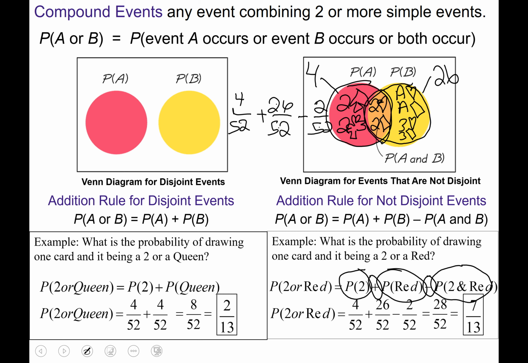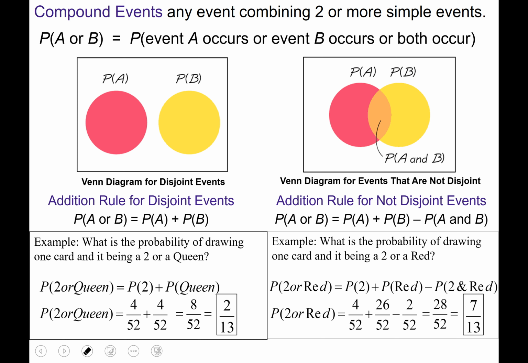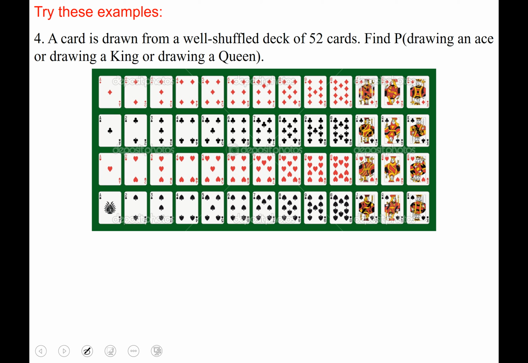All right, and that is the addition rule for disjoint events and not disjoint events. Let me erase all that clutter real quick. Oops, wrong button. There we go. All right, I want you to please pause this video now and try this example.